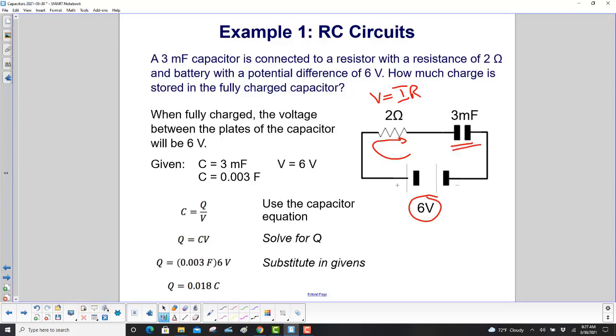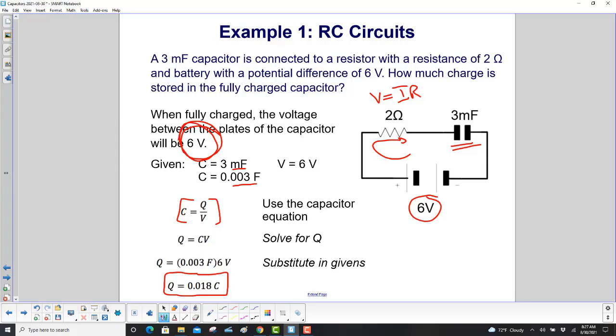So we change the capacitance from millifarads to farads by moving the decimal place over 3 places. The voltage is 6 volts. Here's our capacitor equation. We need to solve for the charge, so we multiply both sides by V, substitute in our givens, and we get a charge of 0.018 coulombs. So the key part of this problem was recognizing that the entire voltage drop is across the capacitor once it's fully charged.